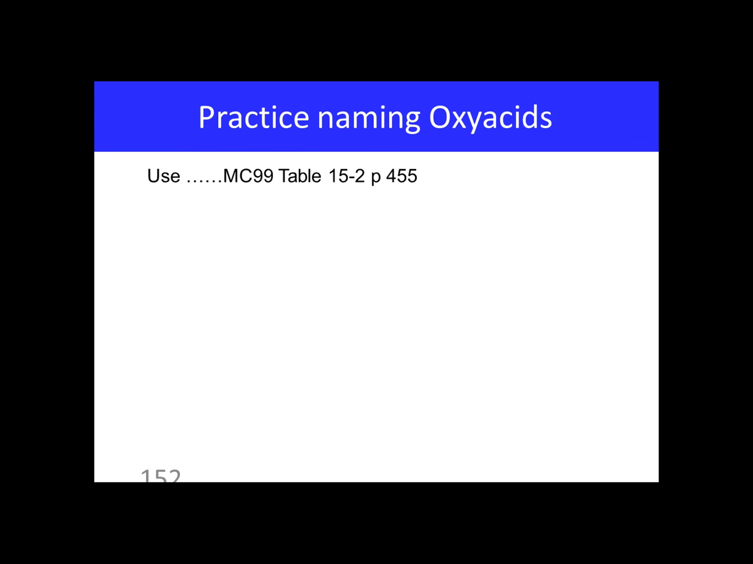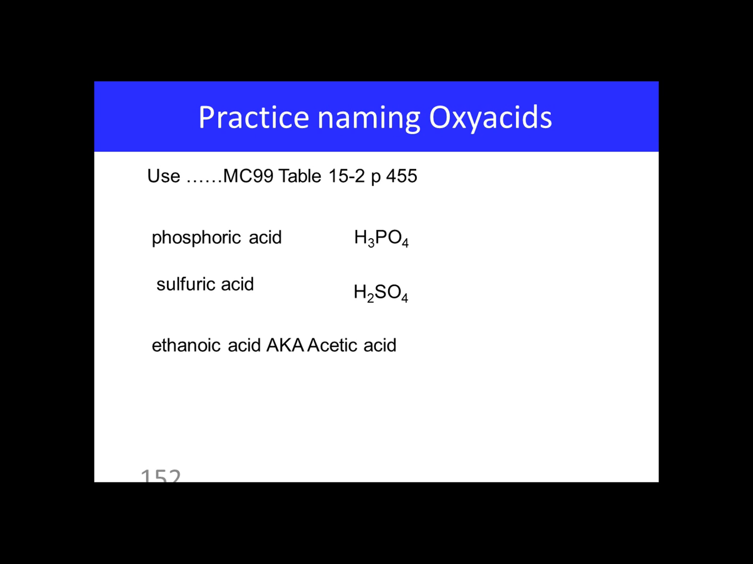In my test, I'll give you the chart to refer to these acids if I'm asking you about them. Okay, practice naming oxyacids. Phosphoric acid, H3PO4. Sulfuric acid, H2SO4. These are the more common acids. You should be able to know the names of these acids off the top of your head if you're going to look smart in chemistry lab.